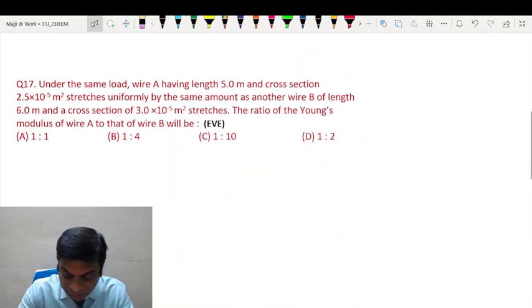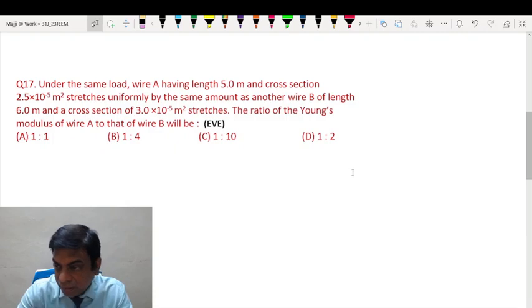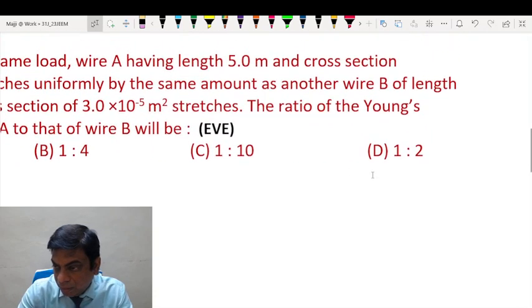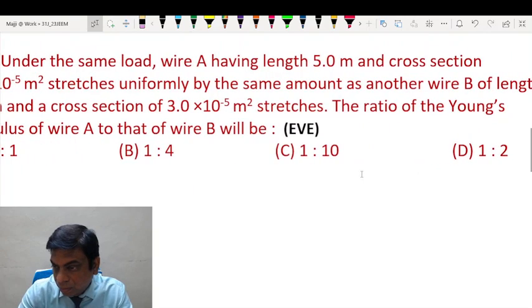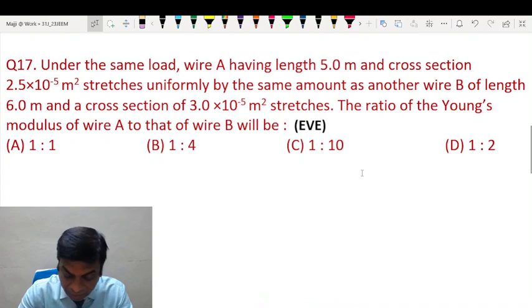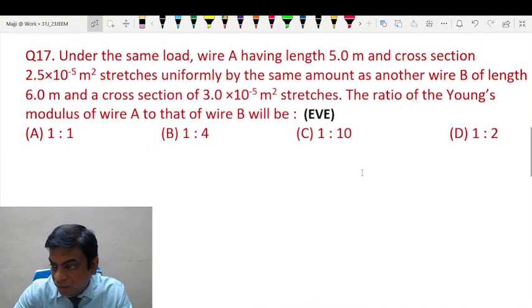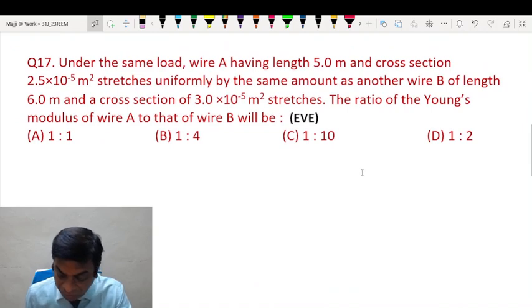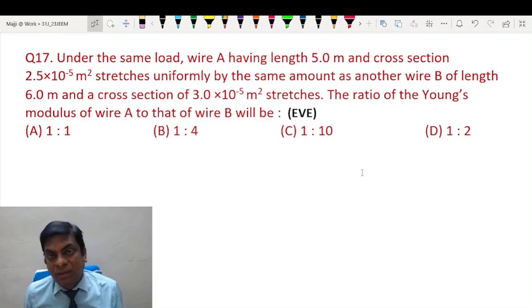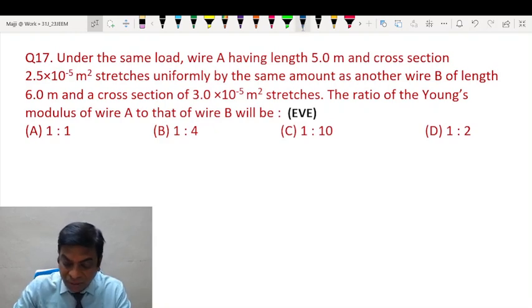Under the same load, wire A having length 5 meters and cross section area this much stretches uniformly by the same amount as another wire B of length 6 meters and a cross section of this much. The ratio of the Young's modulus. Now, in these kind of questions, students, try to understand the way I am solving; you are supposed to solve in the same manner.